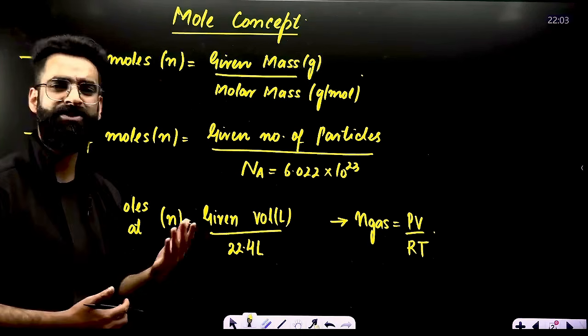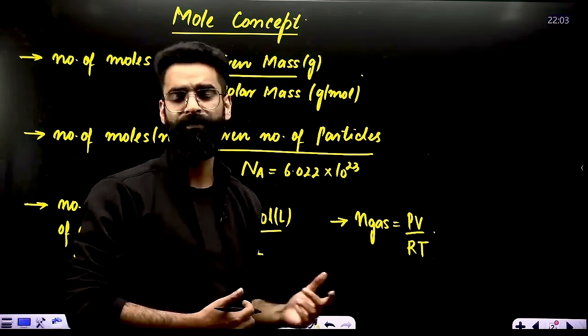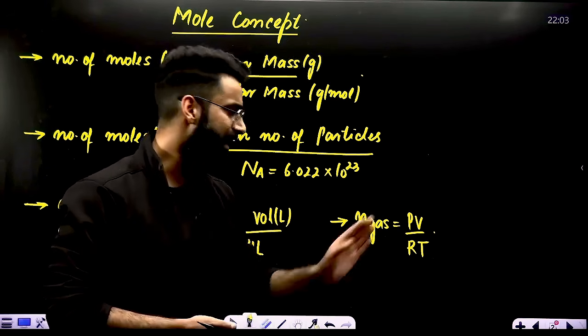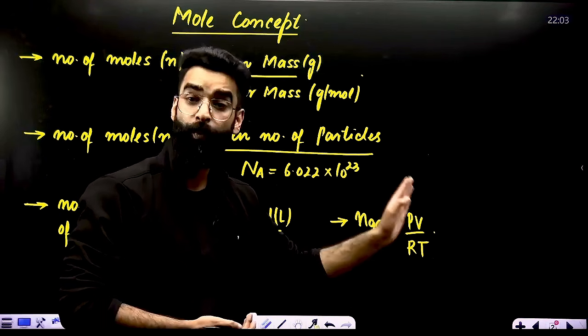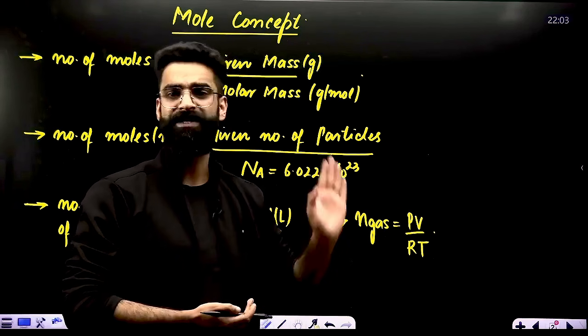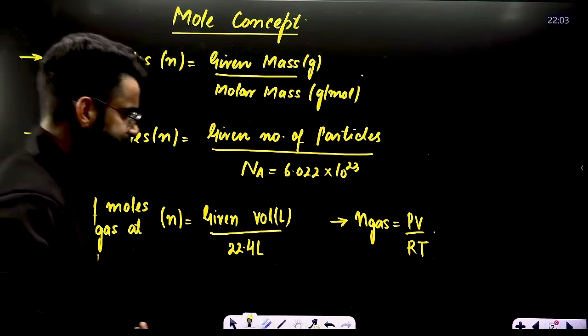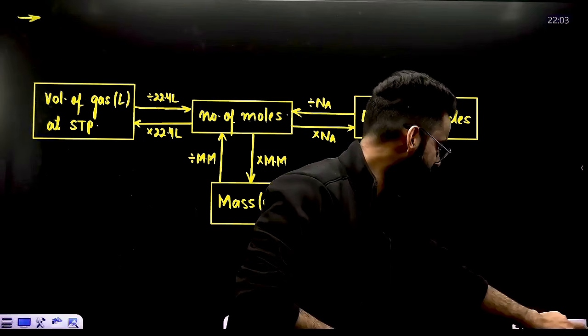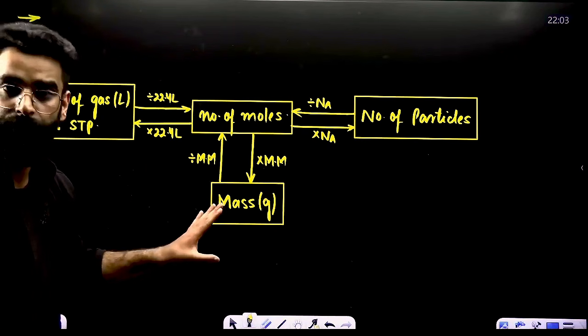And if the condition is not STP, then we will have to use the ideal gas equation with the help of which you can calculate moles of the gas. n is equal to PV divided by RT. P stands for pressure of the gas, V stands for volume of the gas, T stands for temperature of the gas, right? Moving ahead. My dear students, there is one mole conversion diagram which you need to know.